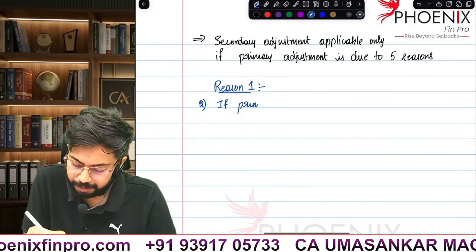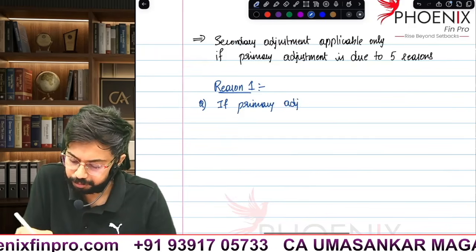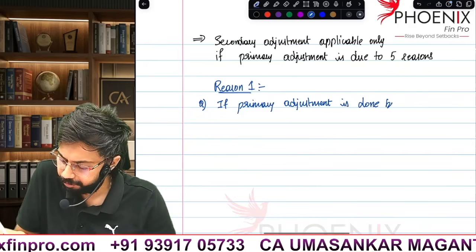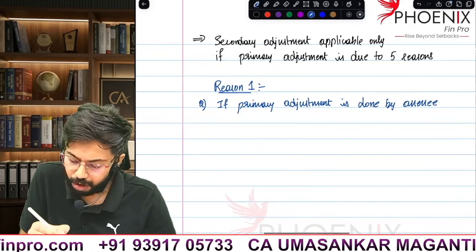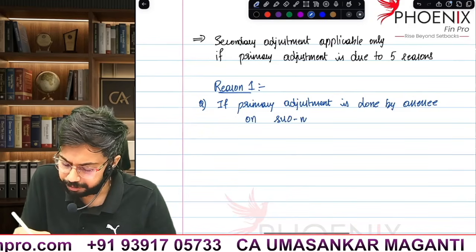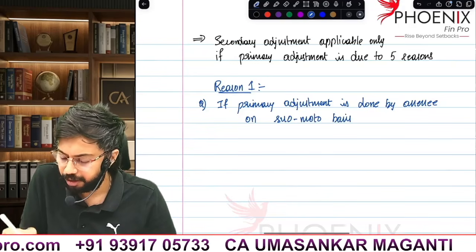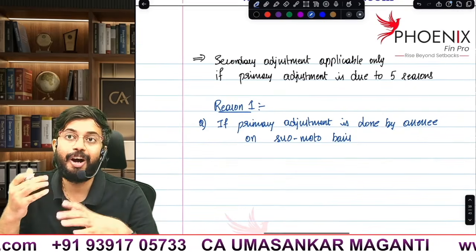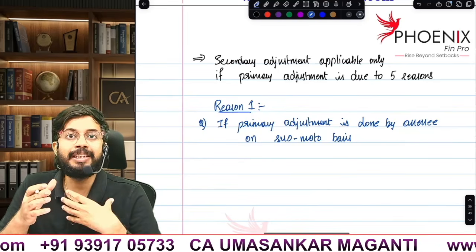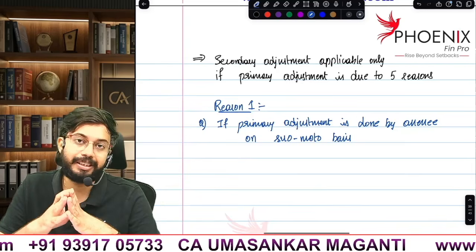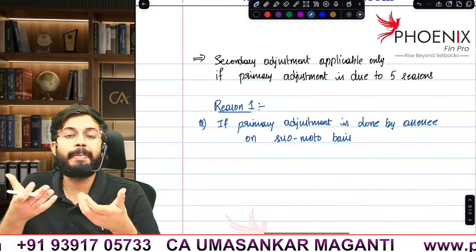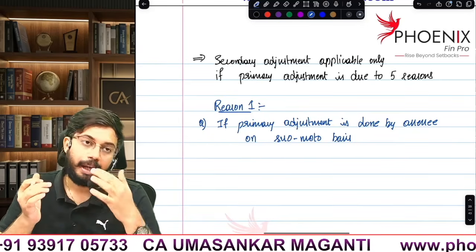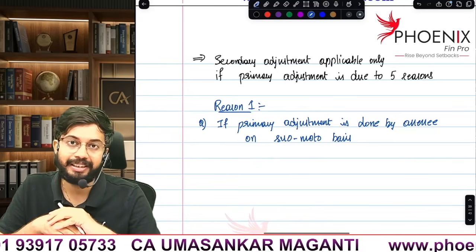If primary adjustment is done by SSE on suo moto basis. Yesterday we have discussed, arm's length price should be first calculated by SSE only on self-assessment basis. So if SSE himself calculates arm's length price on suo motu basis, then he will calculate primary adjustment. If primary adjustment is more than 1 crore, secondary adjustment provisions are applicable. He needs to bring excess money to India within 90 days. Are you able to understand?